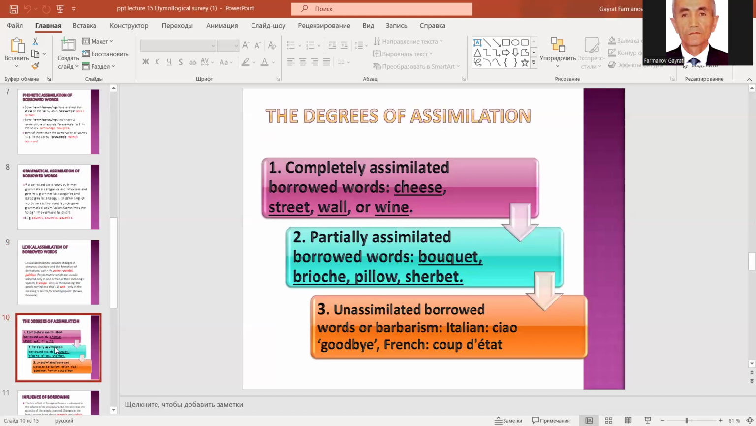The degrees of assimilation. First, completely assimilated borrowed words: cheese, street, wall, wine. Second, partially assimilated borrowed words: bouquet, brochure, pillow, sherbet. Third, unassimilated borrowed words, or barbarisms: Italian ciao, goodbye; French chapeau.